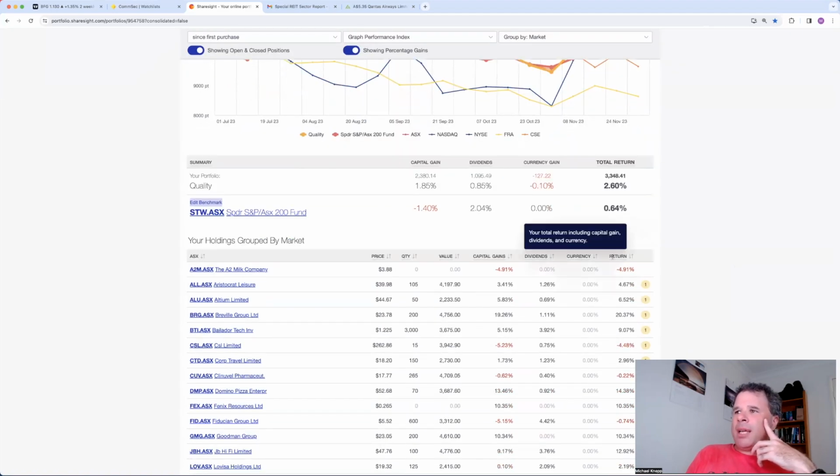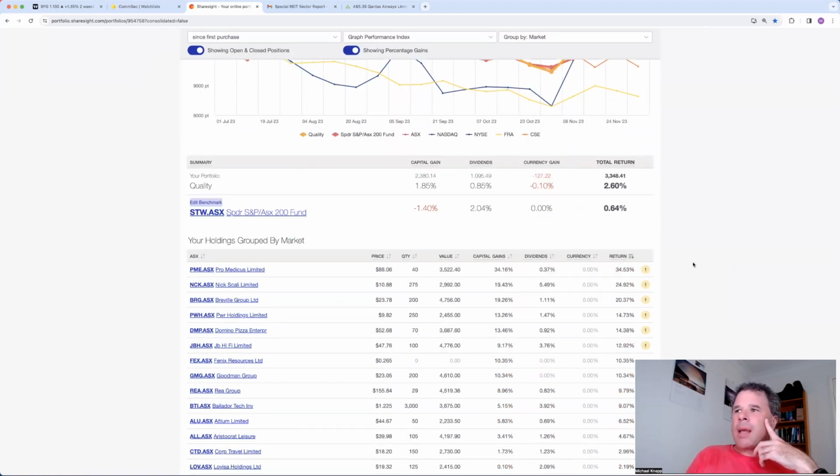Best performing companies. Should I do this every week? Why not? Pro Medicus. People have told me personally that Pro Medicus is too expensive, but it's up 34.5% since the start of the financial year. Then we have Nick Scali, Breville, PWR Holdings, Domino's, JB Hi-Fi. So quite a few retail companies there. That's interesting. Also Goodman Group, which is a recent purchase. Really good to see that going really well.